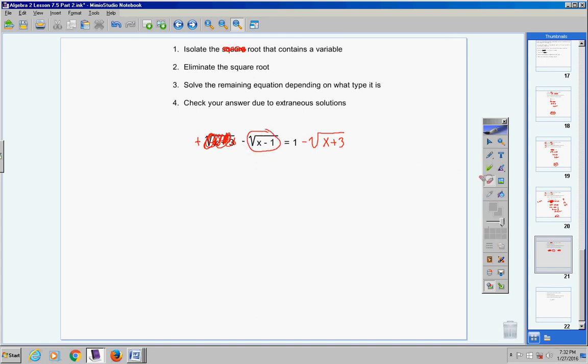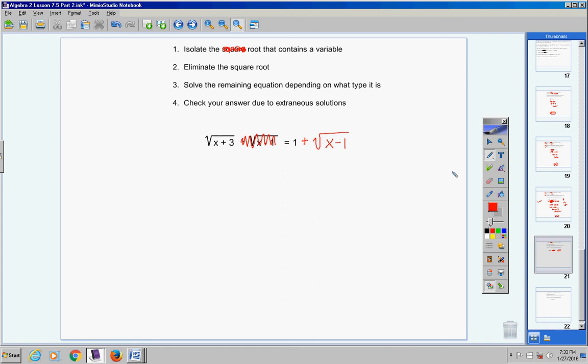That's a mess to me. I don't want to do that. So I'm going to move this radical over instead. So Mr. Earhart, I'm confused. Which radical do I isolate? It doesn't matter. You'll get the right answer either way. I'm just saying, I think it'd be easier if we move this radical over. It's a negative radical, so if we move it over, it becomes a positive radical. Do you see what I'm saying?